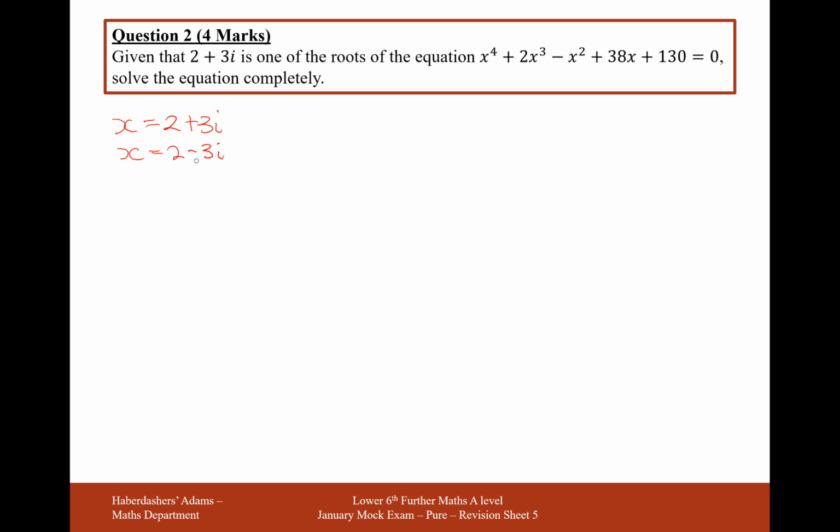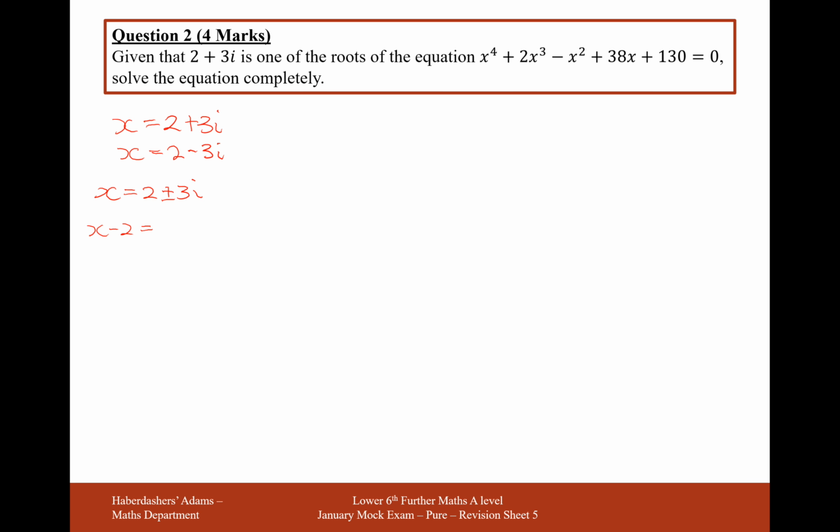Okay, so from here what we're going to do is work our way backwards to work out what that quadratic will have been. And what we're going to use is the opposite of completing the square. We'll then divide that quadratic into this quartic and then hopefully get another quadratic that we can solve.